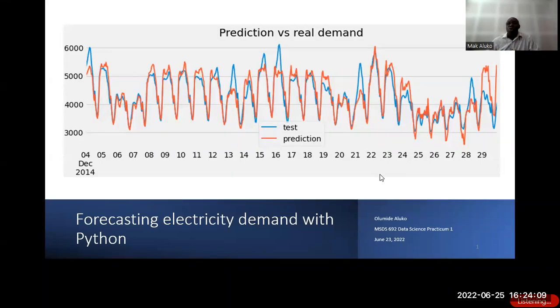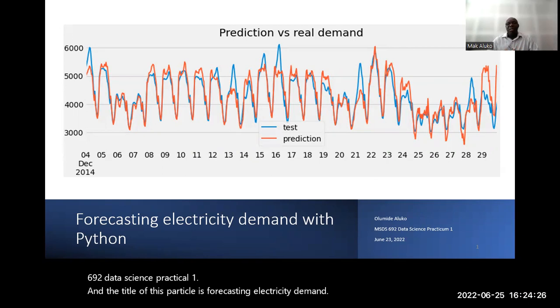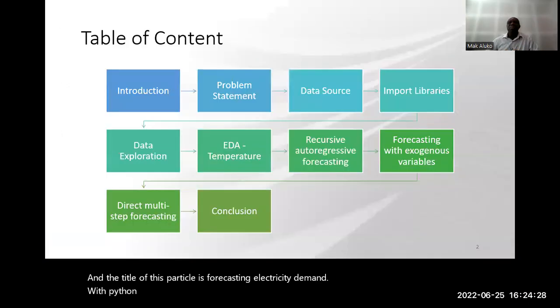Hello, everyone. This is my MSDS 692 Data Science Practicum 1. And the title of this practicum is Forecasting Electricity Demand with Python Programming Language.